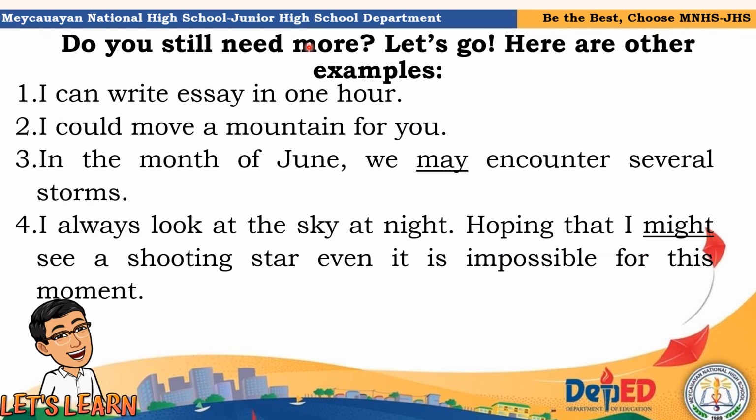Do you still need more? Let's go. Here are the other examples to make it clear to everyone the usage of each modal verbs. Number 1, I can write essay in 1 hour. Number 2, I could move a mountain for you. Number 1, they both possess ability. Ability to write an essay. We use can because it is realistic to write an essay in just 1 hour.